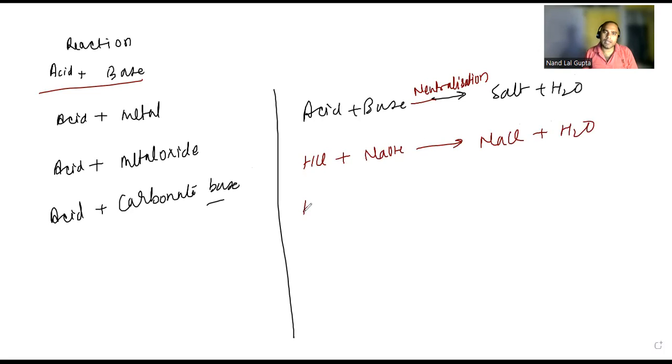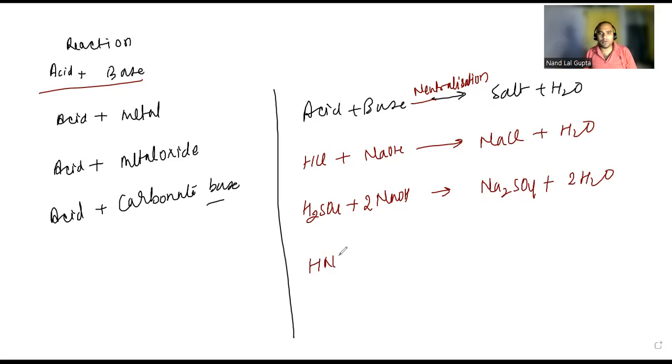If you are going for H2SO4 plus NaOH, you can take two molecules. So it is going to give, no, it is not 2 NaOH only... it is going to give Na2SO4 plus 2H2O. If you are taking HNO3 plus NaOH, it is going to give NaNO3 plus H2O.